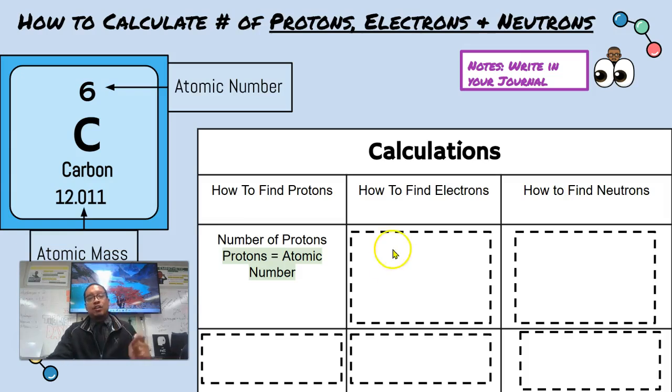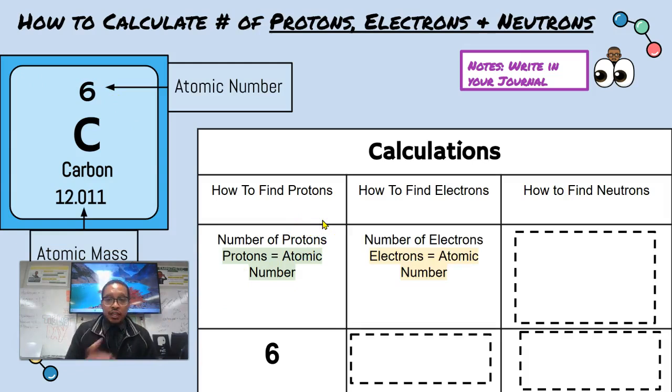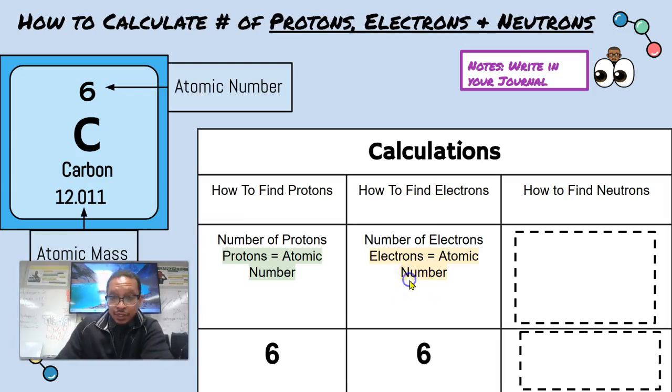Now, how to find the number of electrons? This is not too crazy. When the atom is neutral, then atomic number up here, boom, number of protons. So you should always be able to find the number of protons because it takes 0 calculations. Now, when the atom is neutral, the number of electrons will also equal the atomic number. So just remember that as well. So that means that there'll also be 6.